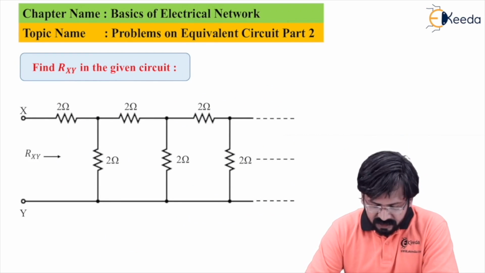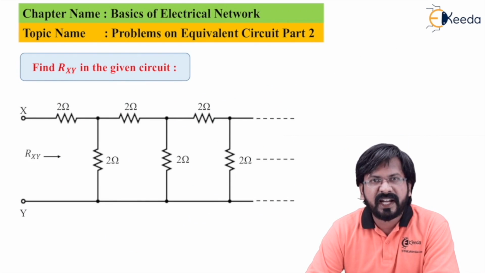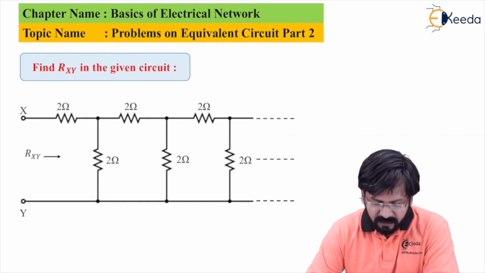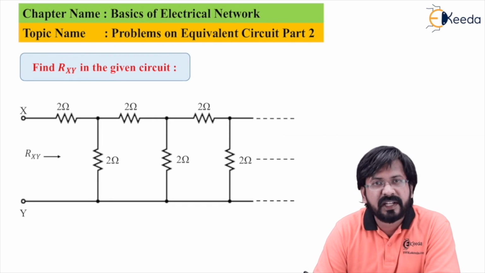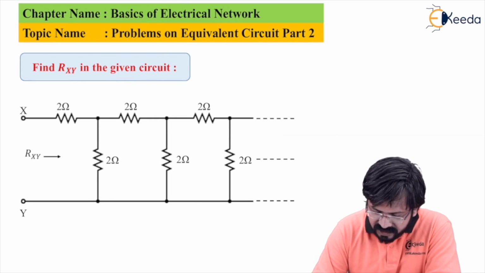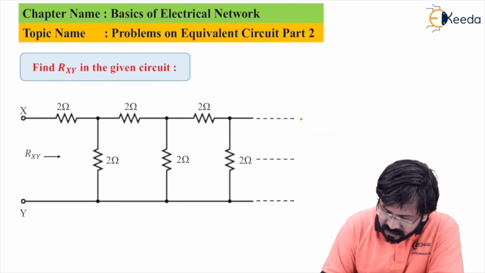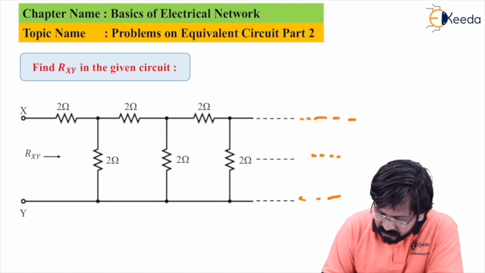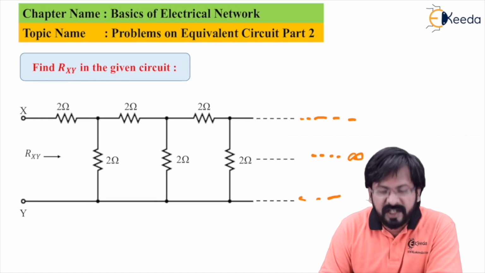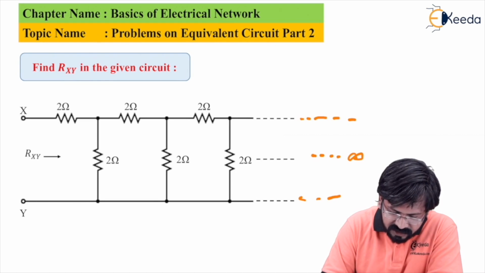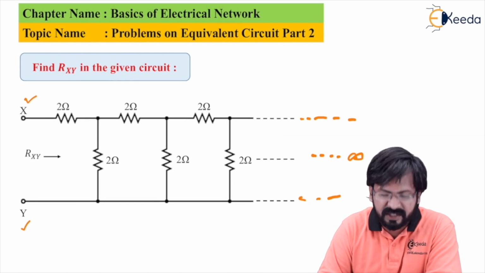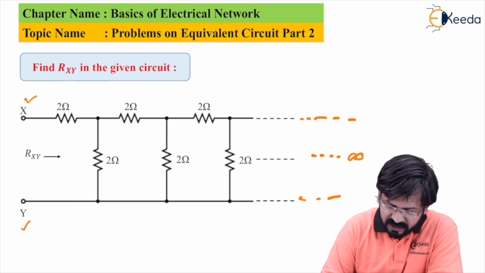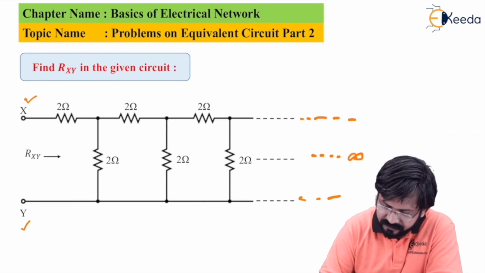In this problem, they are asking you the value of Rxy, that is equivalent value between X and Y, where you can see this type of circuit is basically called as a ladder circuit, and this ladder circuit is a never-ending circuit. So it is like never ending. This is moving up to infinity. Such circuit is having 2 points initially, which is X and Y. Within this, you have to find an equivalent circuit or equivalent resistance. We'll see how to deal with this.